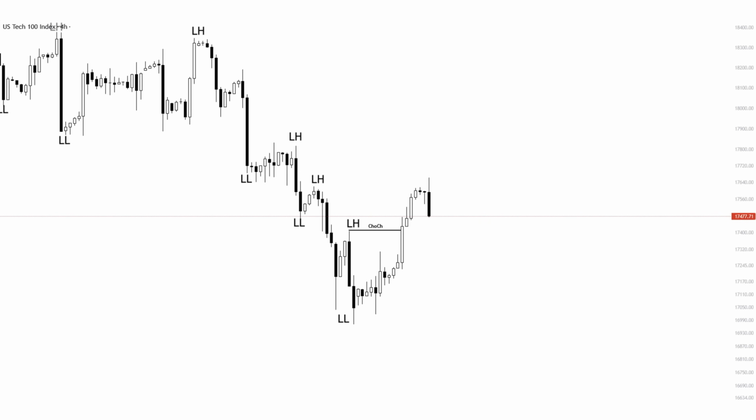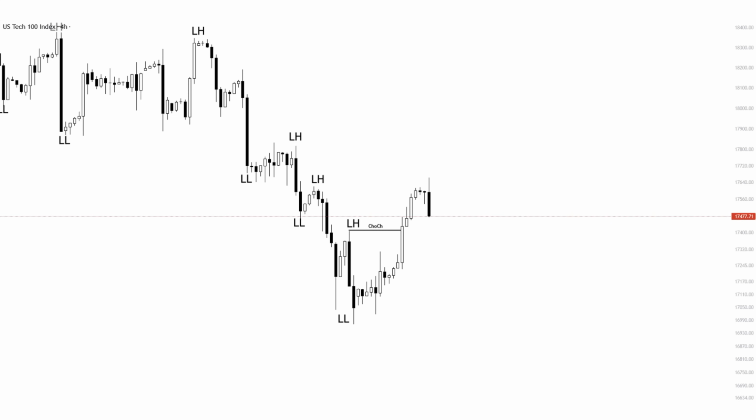But as we said before, the change of character is not really a confirmation, but rather a first sign that the market has a high probability of a reversal. It's also fine to consider the first break, but sometimes they can lead to being a false break, just to continue back down into the downtrend. So a great way to validate a trend reversal is to wait for the first break of structure.